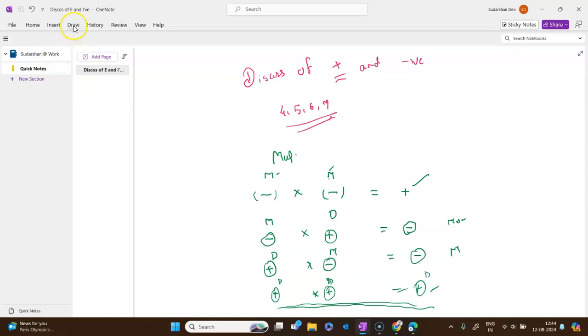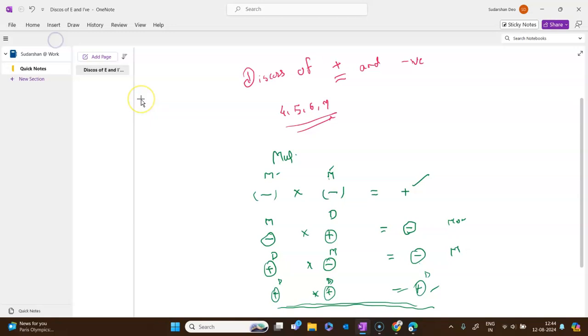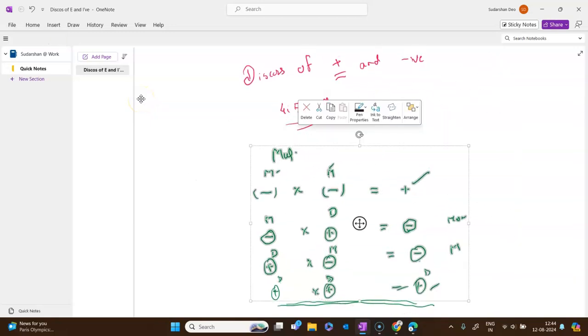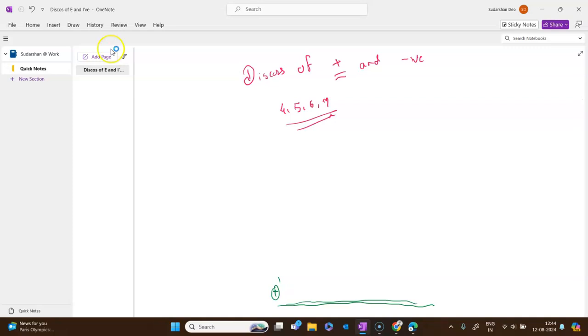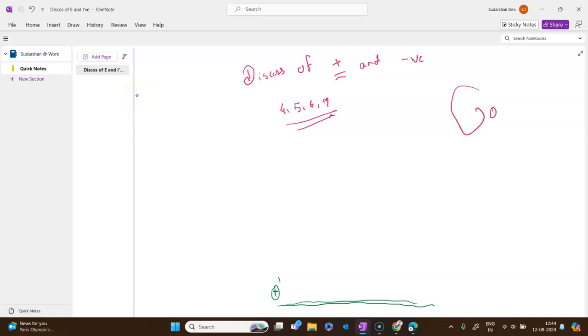So now the next part. I'll clear this. Let's work with the positive. Now here is where real confusion is created. What will happen? Why is confusion created in this case? What happens in multiplication and division?